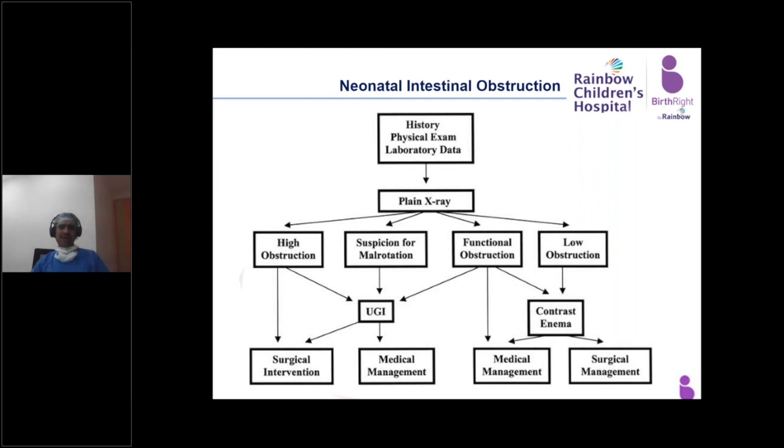So to summarize: history, physical examination, plain X-ray, we think in terms of high or low obstruction, and depending upon the findings, we proceed further in our clinical management. Remember, it is important for us to get hard science. We cannot operate based upon soft science. So we need certain things which are diagnostic. And the good thing about neonatal obstruction is that a simple plain X-ray is almost diagnostic for almost all of these newborns.